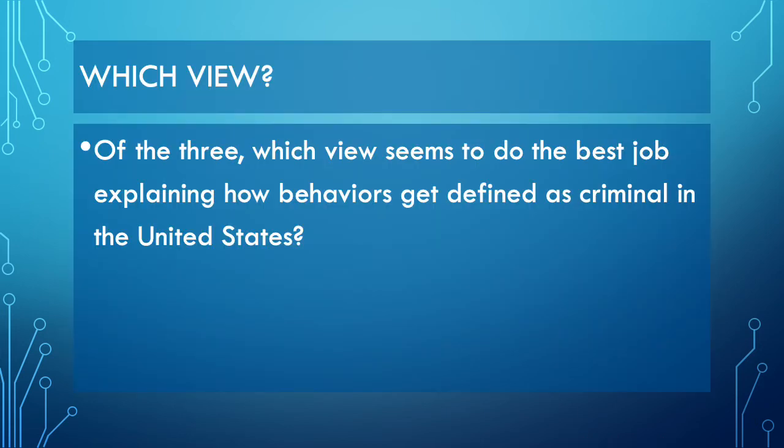So thinking critically about these three viewpoints, which of the three do you think does the best job explaining how behaviors get defined as criminal in the United States? Do you think the consensus viewpoint does the best job of defining how we define criminal behavior, the conflict, or the interactionist? Keep that in mind as that might come into play as we move towards our midterm exam.